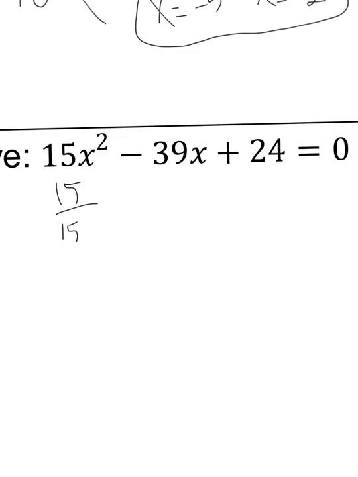15 is 15 and 1, 5 and 3. Okay, so does 15 go into 39 or 24? No, it doesn't. Does 5 go into 39 or 24? No, it doesn't. But does 3 go into 39 or 24? Yes, it does. 3 goes into 39 and 3 goes into 24. 3 times 13 is 39 and 3 times 8 is 24. So 3 is our greatest common factor. Alright?